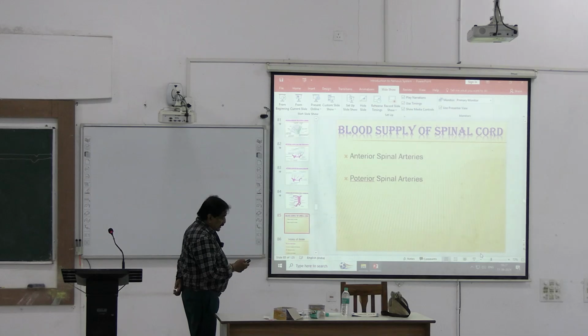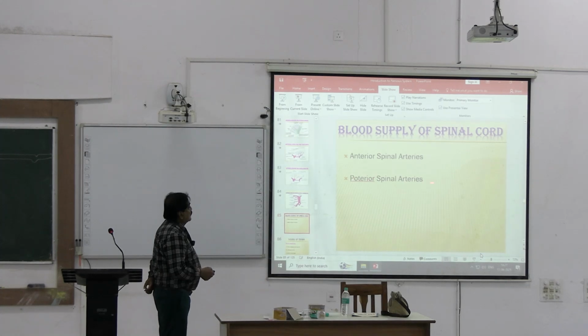Now, blood supply of the spinal cord: anterior spinal arteries and posterior spinal arteries.